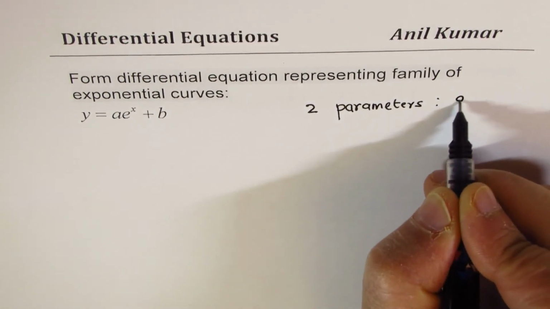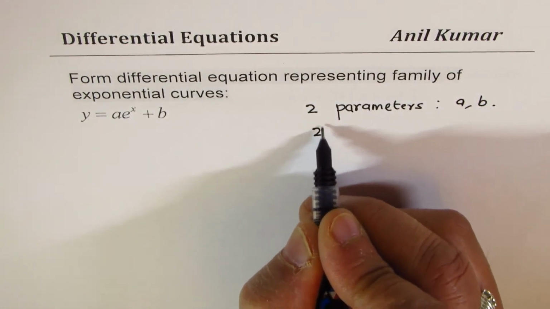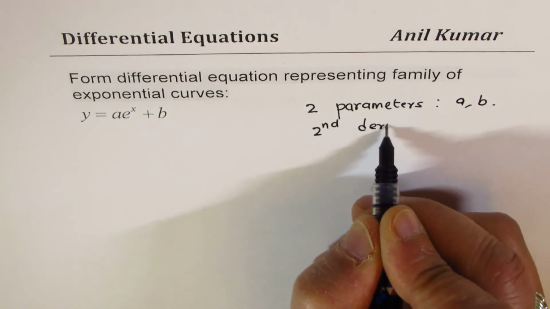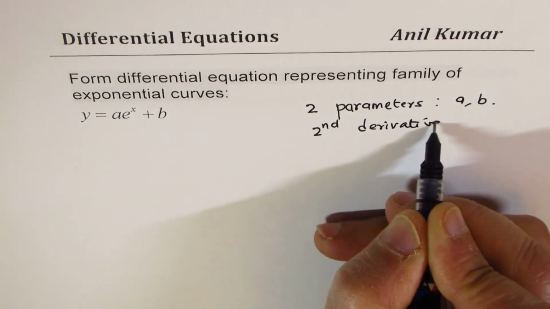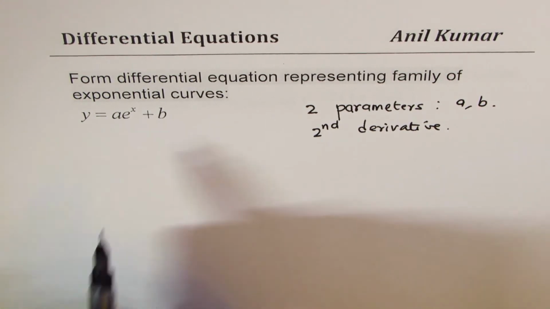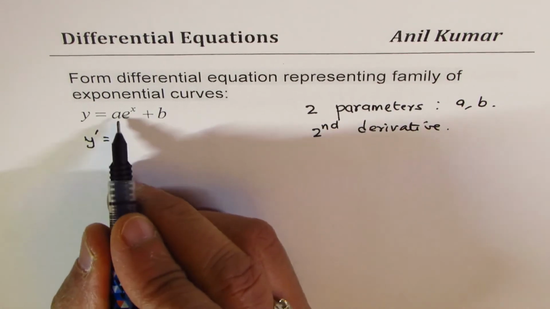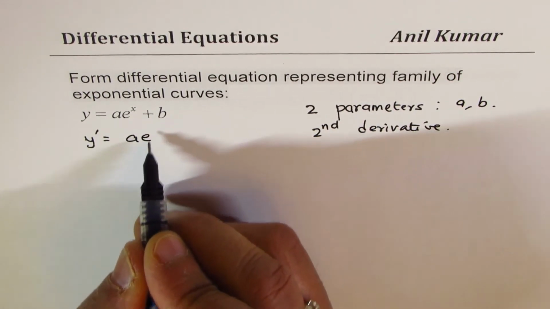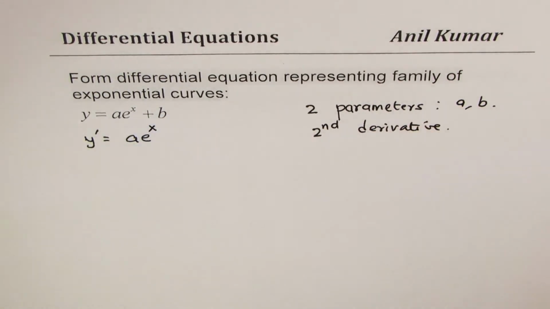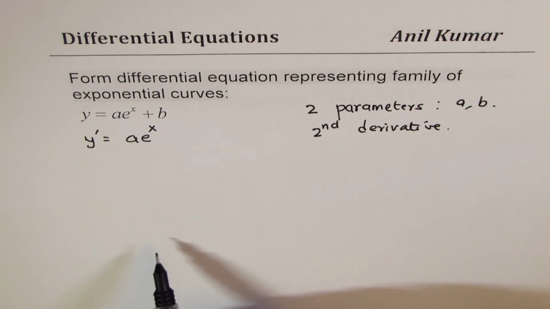And these two parameters are a and b. That means we have to find the second derivative. In that process, we should be in a position to eliminate them, right? So let's begin. The first derivative will be a e to the power of x plus 0. So we have eliminated b in the first shot.